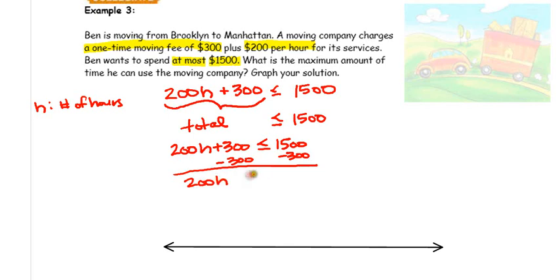I'm left with 200h on the left side is less than or equal to. Notice I subtracted 300 from both sides, but I did not divide or multiply by the negative number. I just subtracted. Only when I divide or multiply by a negative number does the inequality flip. So I subtract 300 from both sides. This is going to be $1,200 on the right side. Divide both sides by 200.